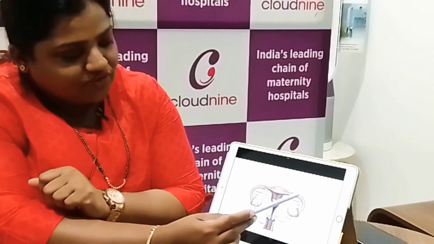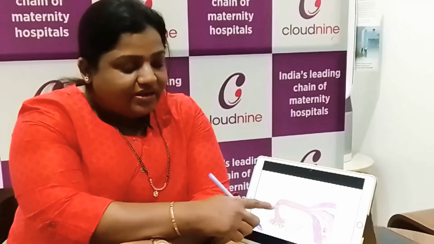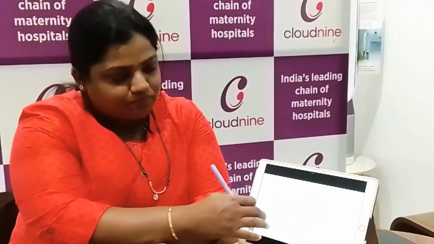These are the parts of the female reproductive system: uterus, vagina, cervix, fallopian tubes and ovary. In a menstrual cycle, around the middle of the cycle, that is on day 14 or thereabouts, one egg is released from the ovary. This will be picked up by the tubes, and the egg waits in the tubes for fertilization.